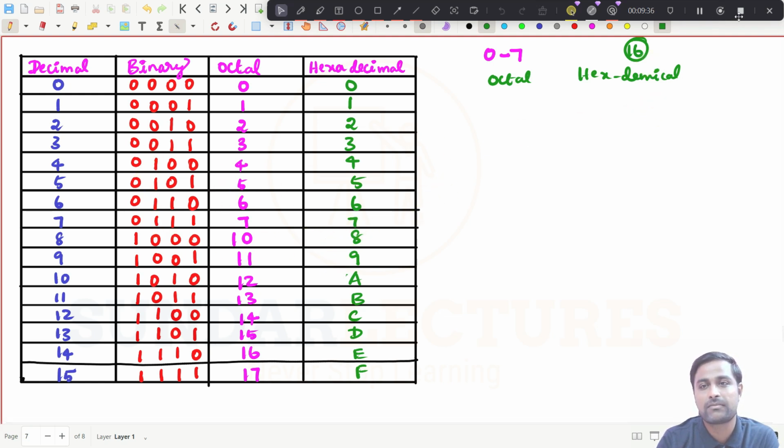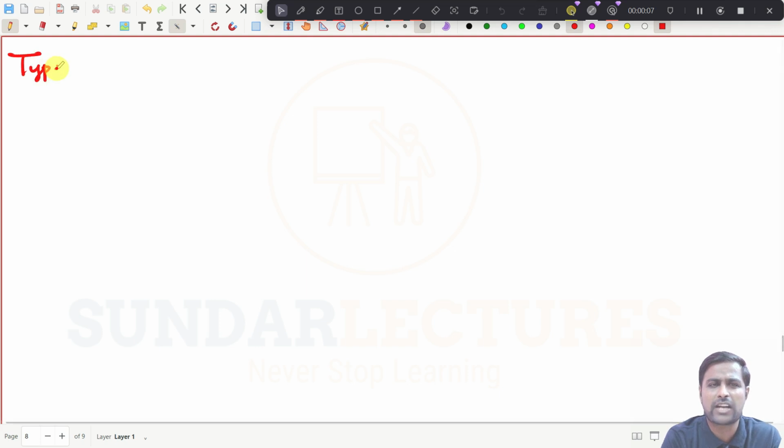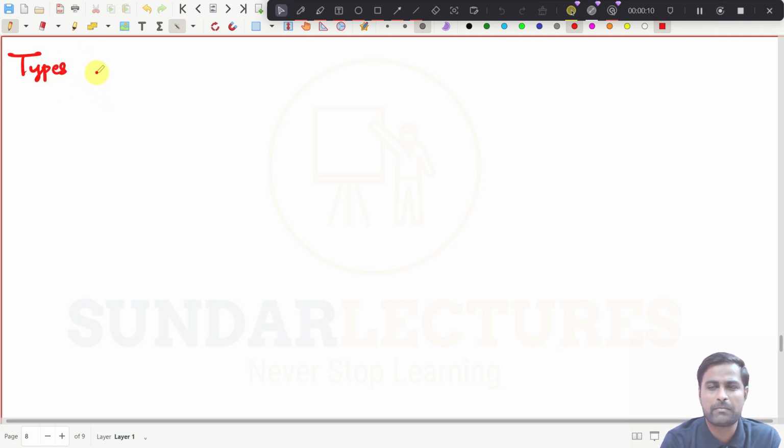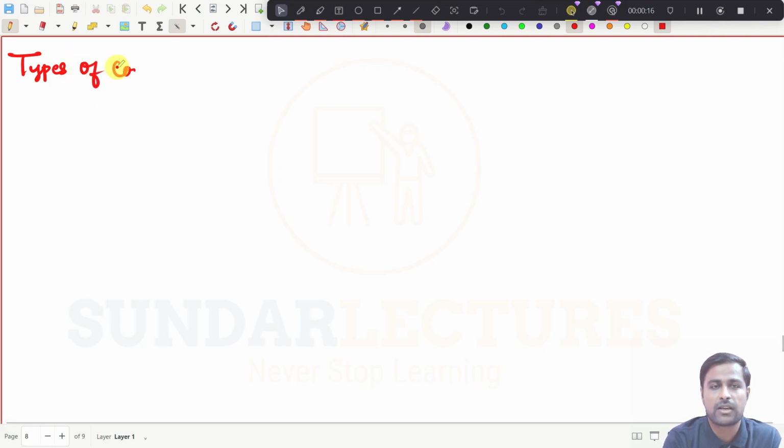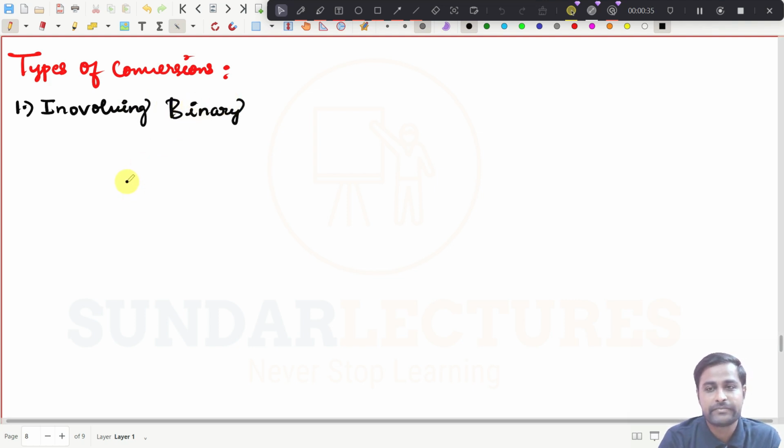First conversion. See, actually, I will have 3 types of conversions. Maybe I will write by myself. See, you cannot see this in any books, but I always split the conversion into three types of conversions. Types of conversions. Try to understand. I will tell you now. See, first one, involving binary. I will write like this, involving binary.